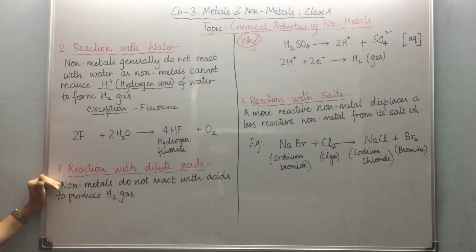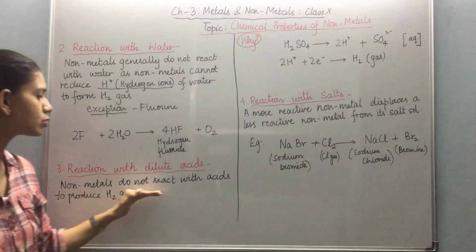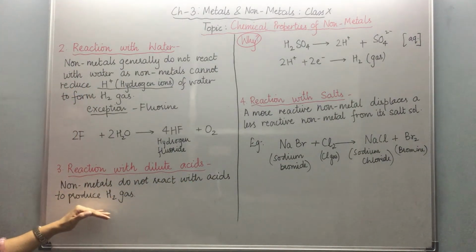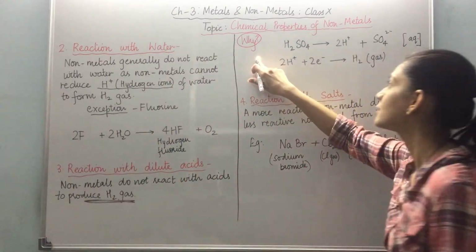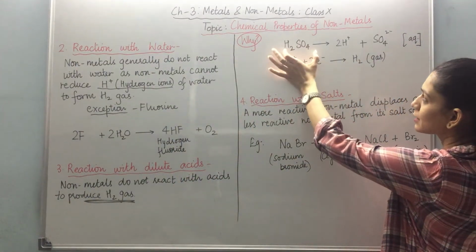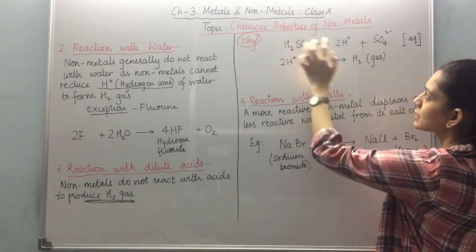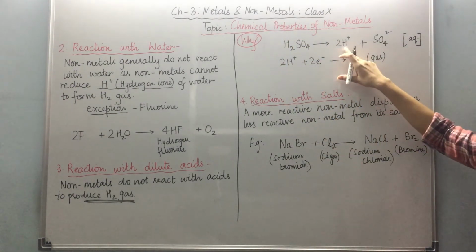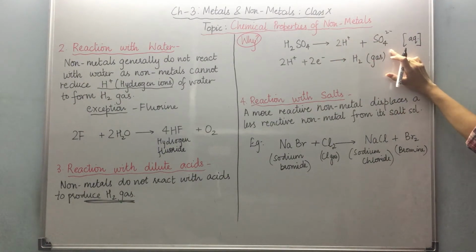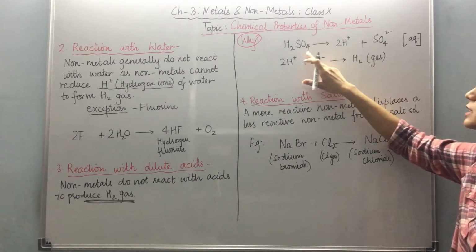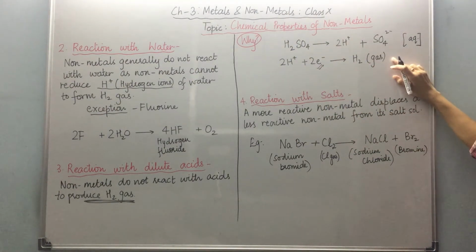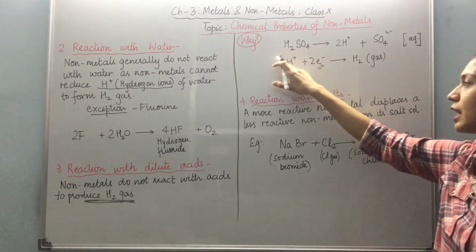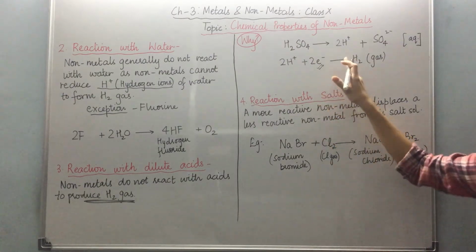Next is reaction with dilute acids. Nonmetals do not react with any dilute acid to produce hydrogen gas. Now why is this happening? Let us find an answer to this. For example, if we have H2SO4 and we want this acid to disintegrate, it will form hydrogen ions and sulfate ions. Now this hydrogen ion needs 2 electrons to form hydrogen gas. But if this hydrogen ion needs 2 electrons, then who is going to supply them?